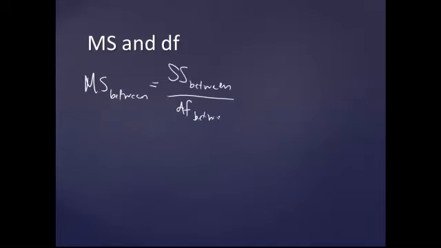Okay, and just to prove it to you, when we actually calculate the mean square, let's take a look at mean square between. When we calculate mean square between, we are using the sum of squares between groups over the degrees of freedom between groups. So we set this up exactly the same way we would calculate variance in a sample. And then for within, it's actually mean squares within, or error, sum of squares within divided by degrees of freedom within.